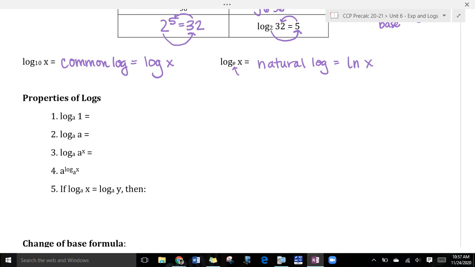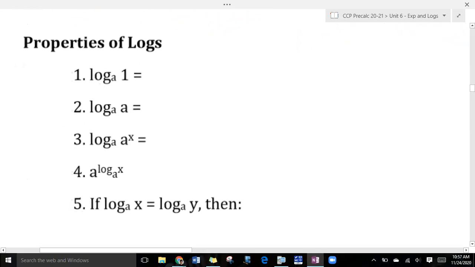So first off, we have log base a of 1. So what power of a equals 1? Well, if you remember your exponent rules, anytime you have an exponent of 0, doesn't that equal 1? Okay, so that tells me any log of 1, no matter what the base is, should be 0. So I'm going to say because a to the 0 equals 1. Okay, so again, we're finding the missing exponent.